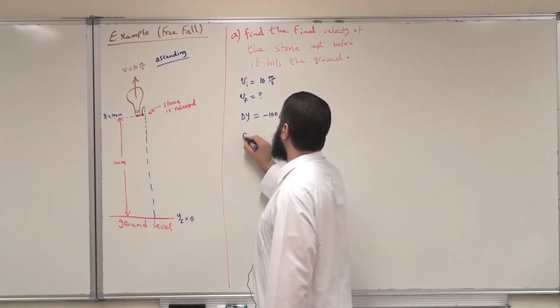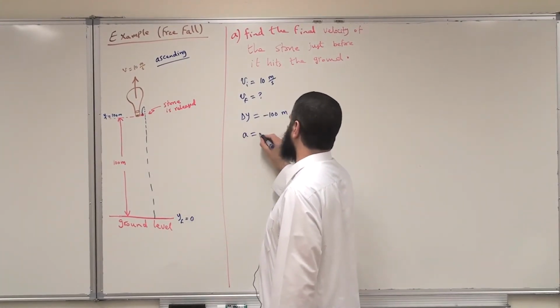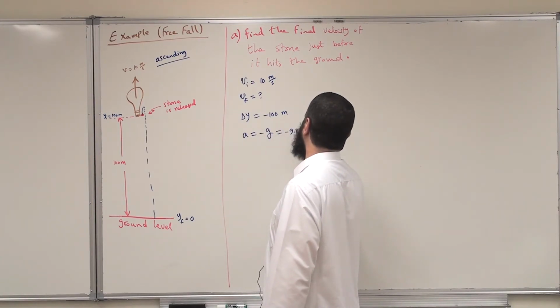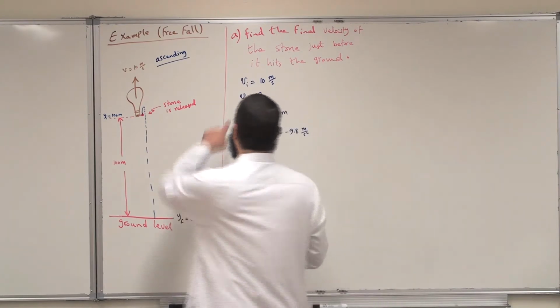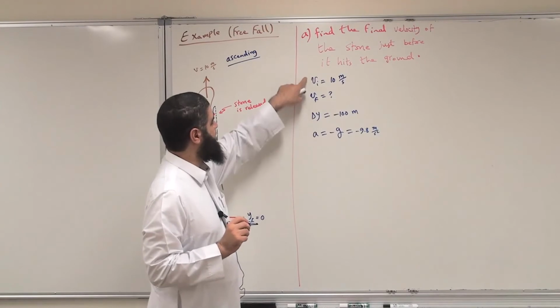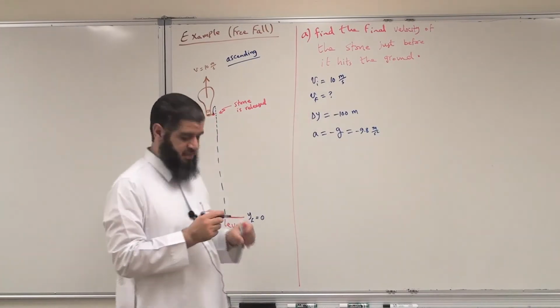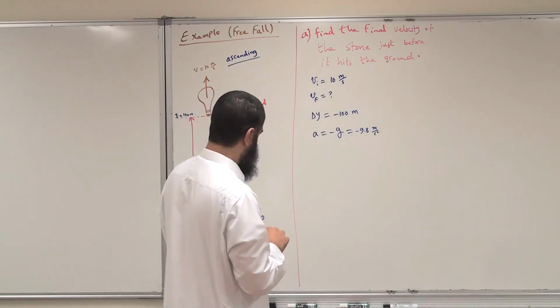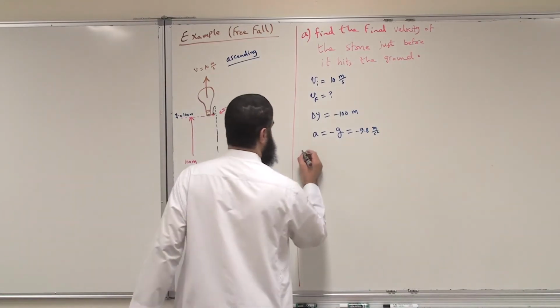And the acceleration, it is a free fall, so it is minus g, which is minus 9.8 meters per second squared. So we have four physical quantities. Three of them are known, and the fourth is unknown. I think it is clear here that we can use equation number 3.